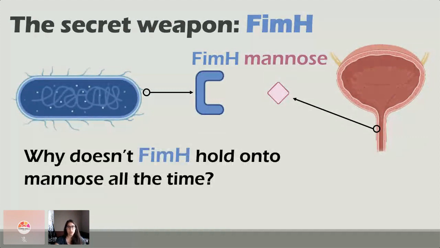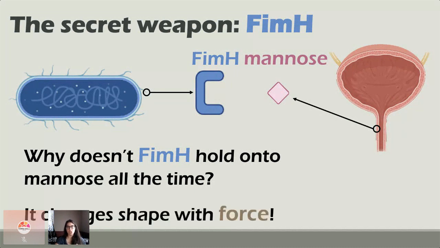So why isn't FimH grabbing onto mannose all the time? Well, it turns out the secret is the force that's trying to pull the FimH molecules away from the mannose molecules. When there's such a force, FimH is literally changing shape in such a way that it can now hold onto mannose tighter. And with this tighter grip, it is able to remain attached to the walls of the urinary tract, and as a result, the bacteria don't get washed away.